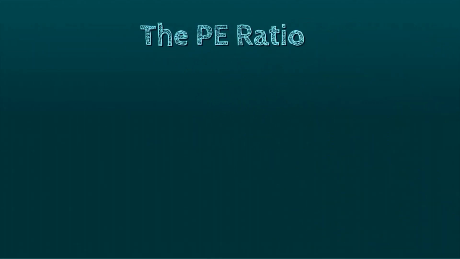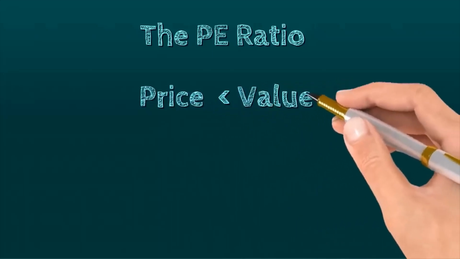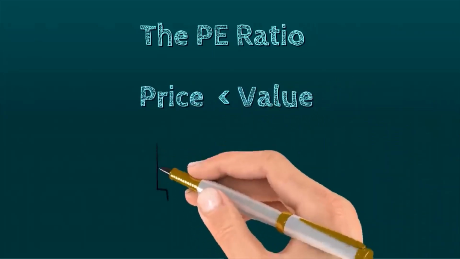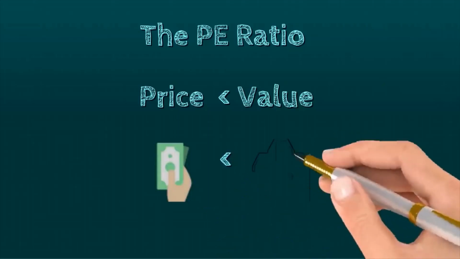The idea behind value investing is making investments in companies where the price of the stock is less than or equal to the value of the stock. Value investing is how people like Warren Buffett and Charlie Munger have made billions of dollars.